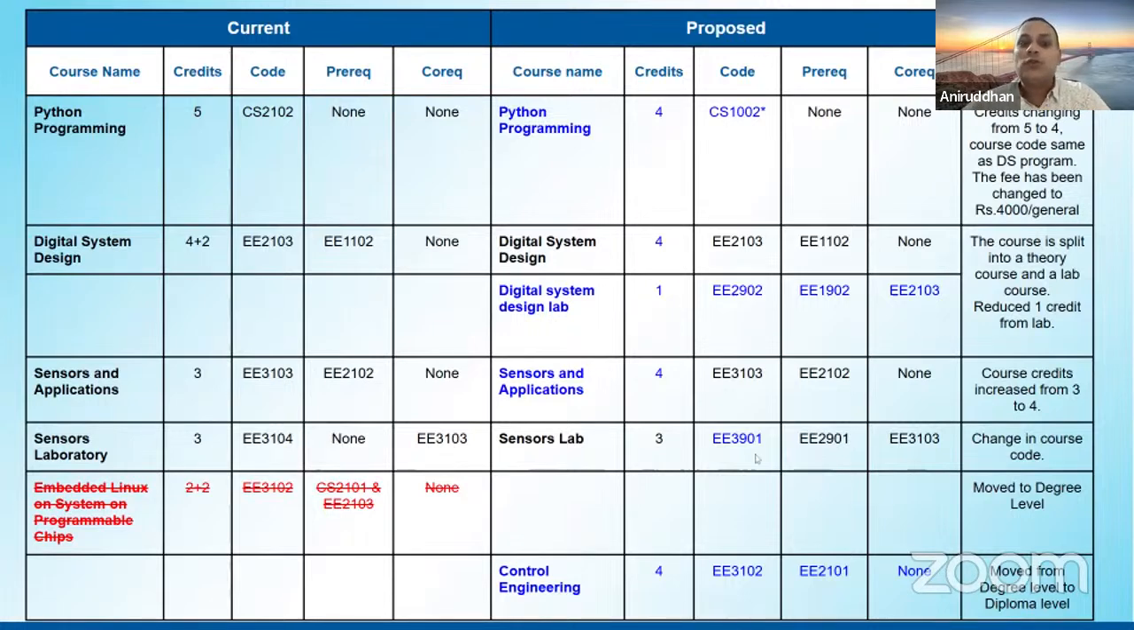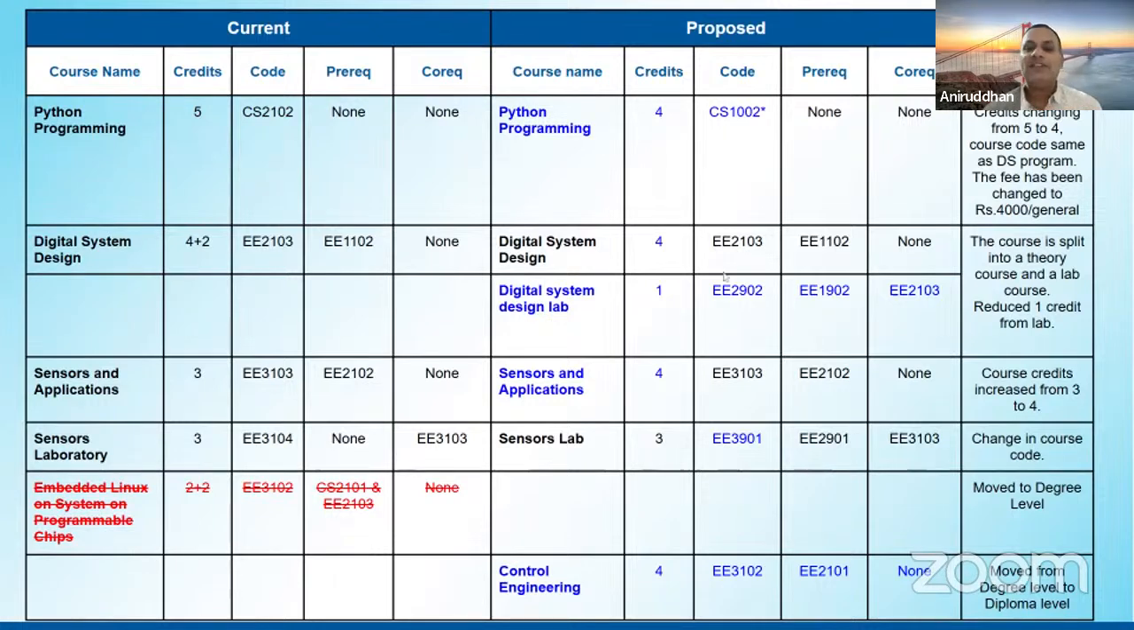Sensors and applications used to be a 3 credit theory course, and now we are making it in line with other core courses. It will be a 4 credit theory course. We used to have an embedded Linux on system on programmable chips. Now, this is actually a fairly applied course. It's a fairly advanced course. So we are moving this to the degree level. This will have a lot of applied material. This more rightly belongs at the degree level rather than a diploma level.